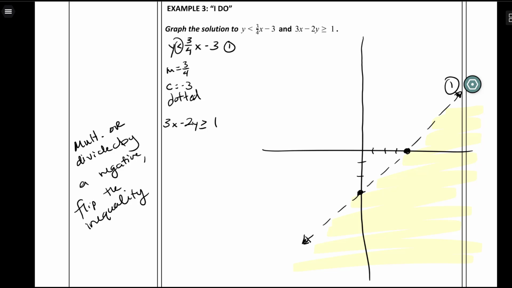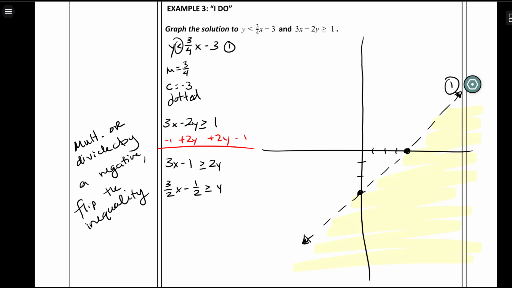Instead of moving the 3x over to the right hand side, let's go ahead and add 2y to the right hand side. And then we'll subtract the 1 from both sides as well. And that's going to give me 3x minus 1 is going to be greater than or equal to 2y. Now let's divide both sides by 2, and we have 3 over 2 x minus 1 over 2 is going to be greater than or equal to y. And so now y is all by itself.